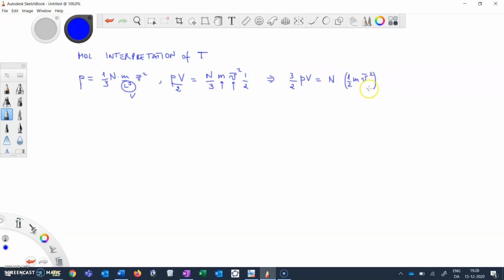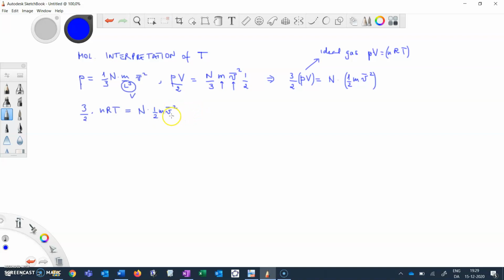Now this one is the average kinetic energy of one particle, right? And this is the number of particles that I have in my box, and therefore this is somehow the total kinetic energy that I have in the box. I also know that for an ideal gas, P times V is actually equal to nRT. So I can rewrite P times V as n times R times T. So let me do it here. I have 3 divided by 2 times n times R times T, and this is going to be equal to N times half m v bar squared.